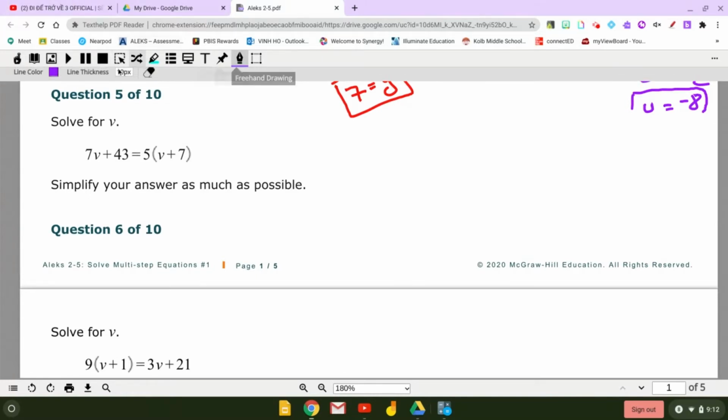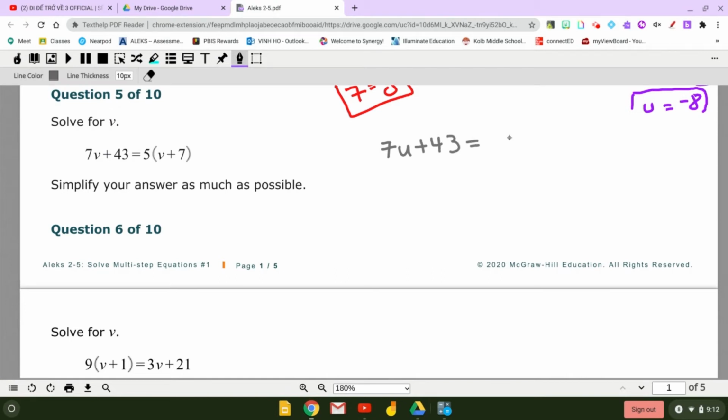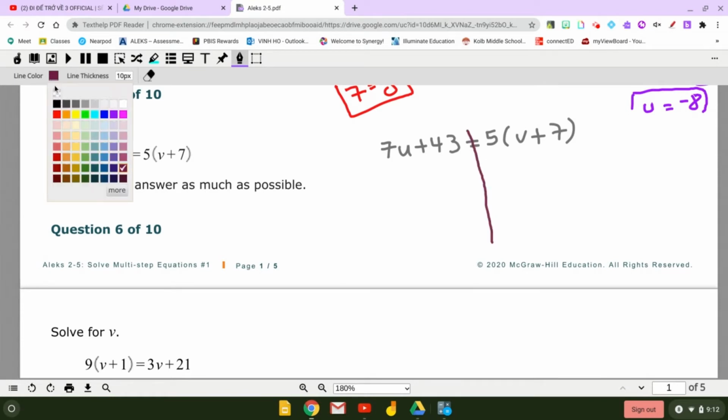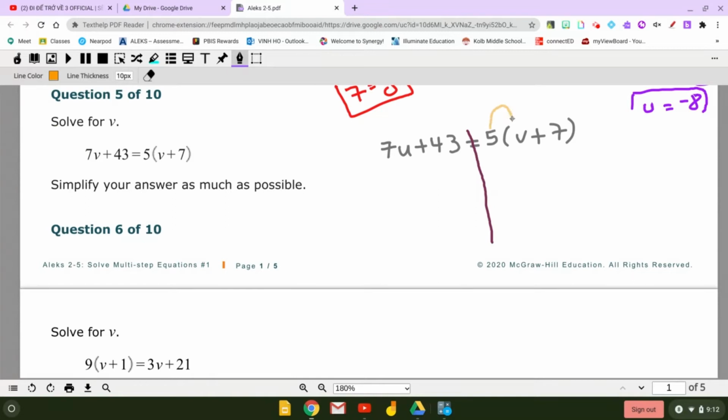Number 5, we have 7v plus 43 equal to 5 times v plus 7. Step 1, what do we have to do? Yes, draw the line. Step 2, what do we have to do? Distribute 5 into parentheses. 5v plus 35. And we bring down 7v plus 43. Step 3, what do we have to do?